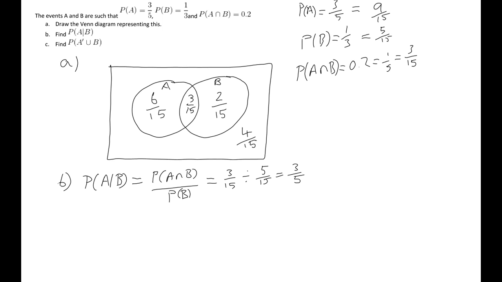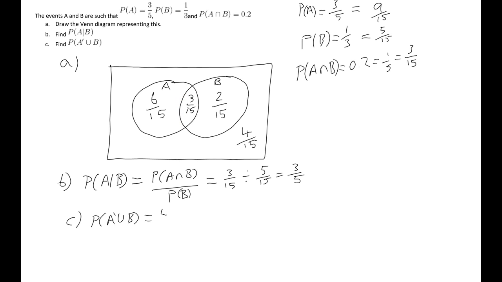Right, part C. We're asked the probability of A' or B. Sorry, it's not A, it's A' or B. So you want it to be anything that isn't A. Or it can be anything that's B. Now, this part has already been counted, so we won't count it again, but we will count this part. You could also do it as 1 minus this part here. But I'm going to do it that first way.